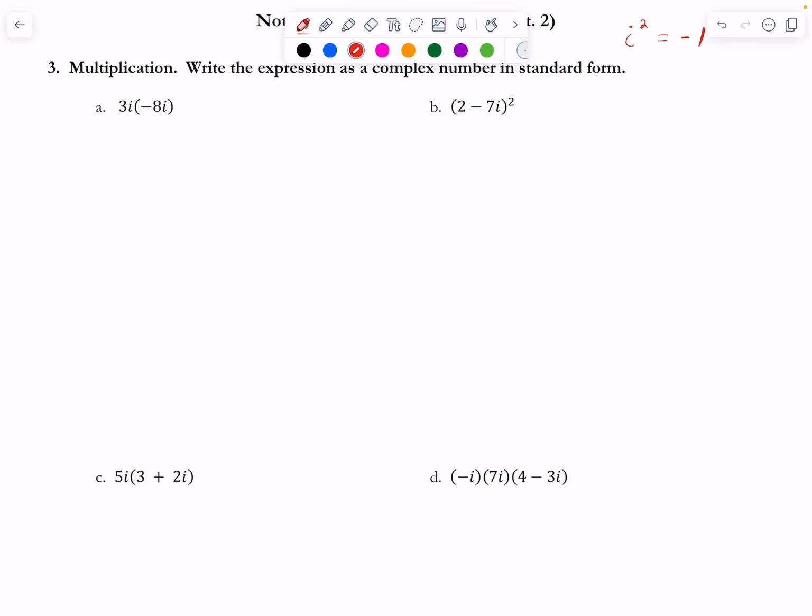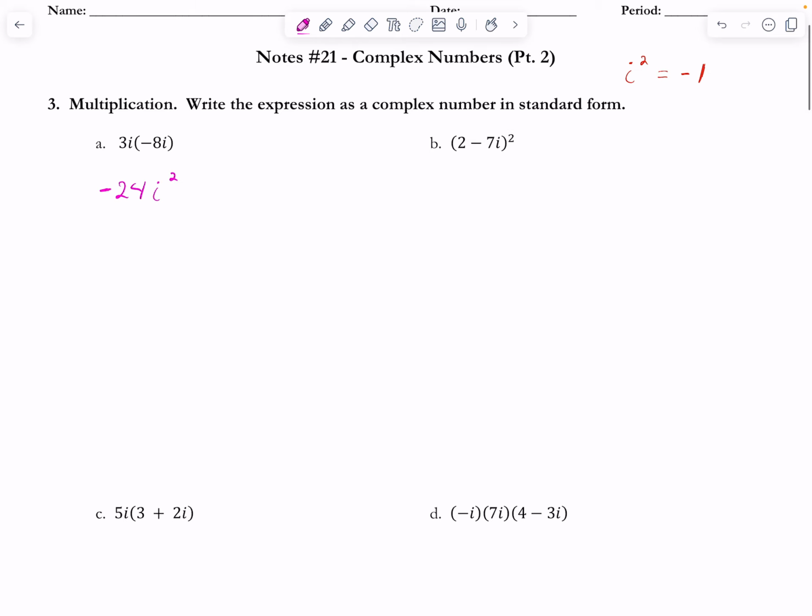So when we have 3i times -8i, I'm going to multiply the 3 times the -8 and get -24. And then i times i is going to be i squared. And like we just mentioned, i squared is the same as -1. So I'm going to rewrite that as -24 times -1, which becomes a positive 24. Notice we started the problem having that letter i, the imaginary piece, and when we finish, it's just a real number.